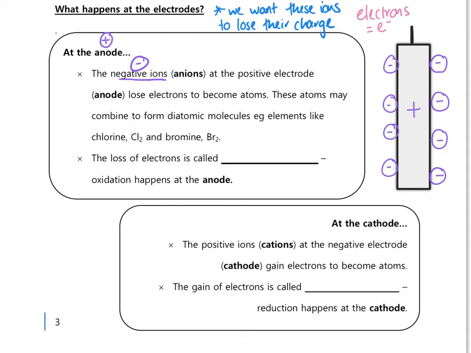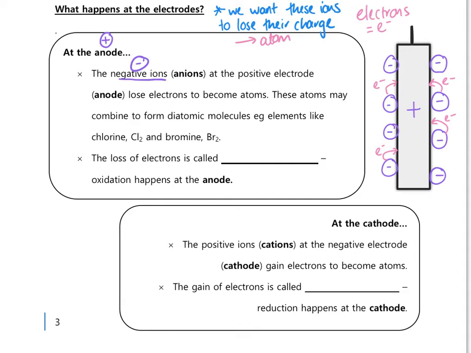And so what our anions need to do, our negatively charged ions need to do, is they need to get rid of the extra electrons that they have. If they have a 1- charge, then they'll need to lose 1 electron. If they have a 2- charge, they'll need to lose 2 electrons. So essentially they lose electrons so that they lose their overall charge and they become an atom. We want them to become an atom and lose their charge.